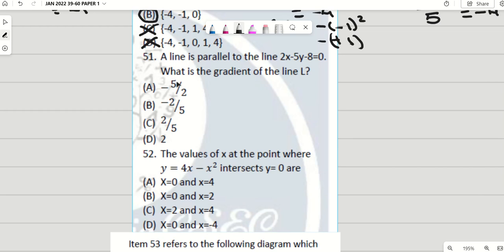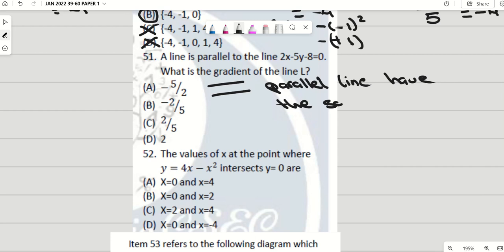Number 51. A line is parallel to the line 2x minus 5y minus 8 is equals to 0. What is the gradient of line L? Now, we know that if your lines are parallel, parallel lines have the same gradient. So if they told you the equation of the line for your line 1, you just find the gradient of that line, right? And once you find the gradient of that line, slow down please.